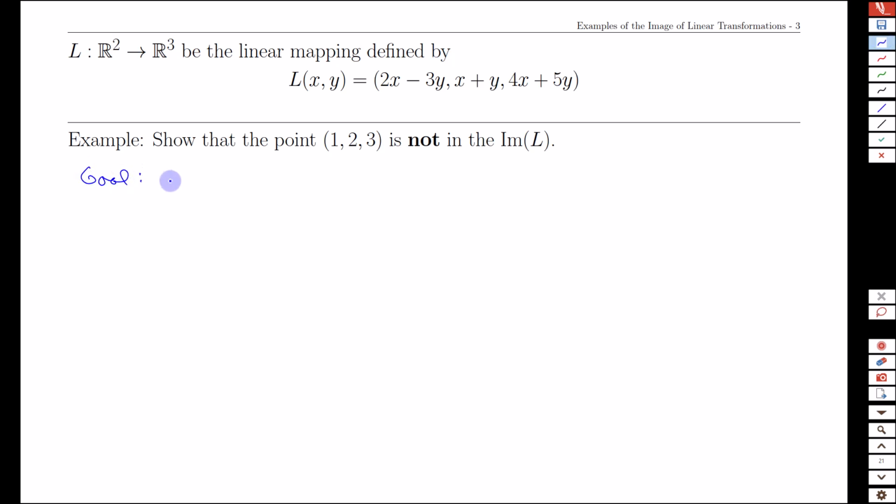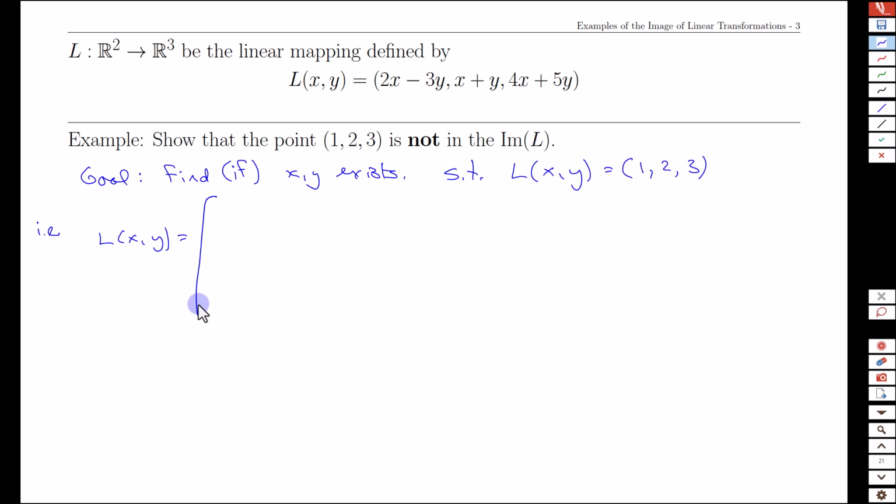In principle, we want to find, I guess the change is, find if x, y exists such that the transform of those x and y values is equal to now 1, 2, 3. Well, that's the same as asking if I transform some L of x, y, I'm going to get the same thing we said before: 2x minus 3y, x plus y, 4x plus 5y. I want the output of that to equal the specific target value that we've been given, the 1, 2, 3. And these values here just came from the description of the actual transform. So 1, 2, 3 is now our target.